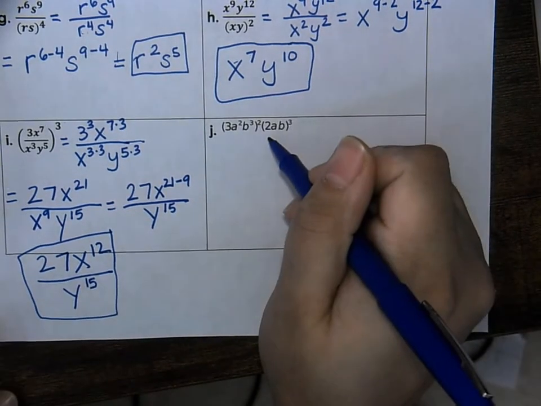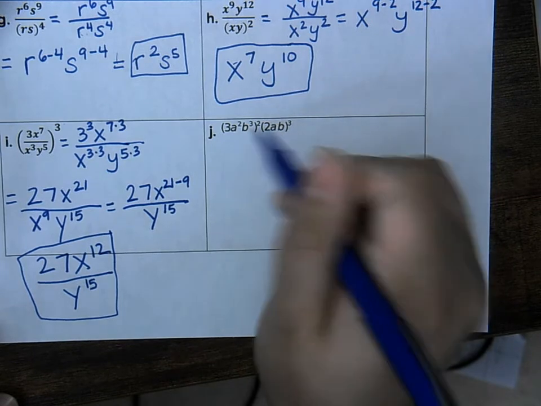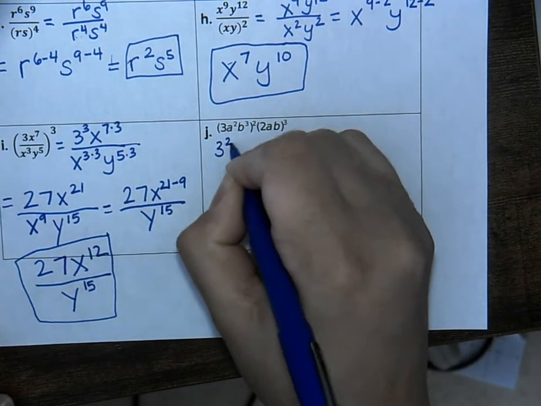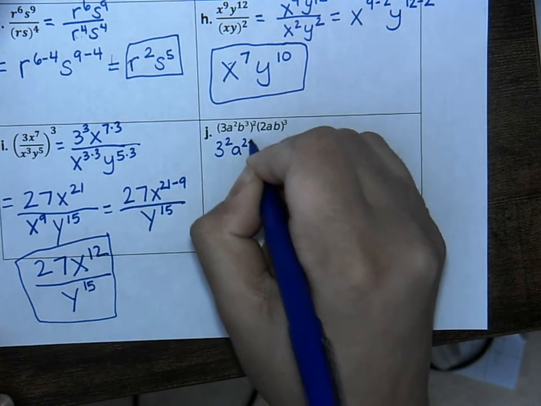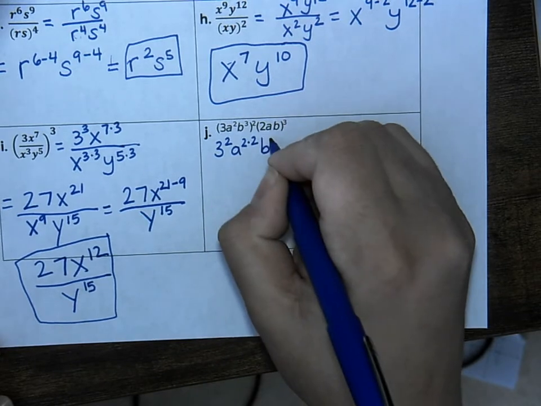And on to that last one. This one is definitely the longest one. Start by squaring everything in the first parentheses and cubing everything in the second one. So this would be 3 squared. a would be 2 times 2. You're just multiplying each of the existing exponents with 2 for the first parentheses.